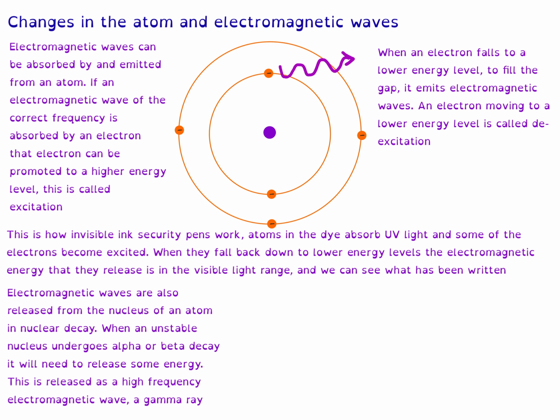Electromagnetic waves are also released from the nucleus of an atom in nuclear decay. When an unstable nucleus undergoes alpha or beta decay, it will need to release some energy. This is released as a high-frequency electromagnetic wave, a gamma ray.